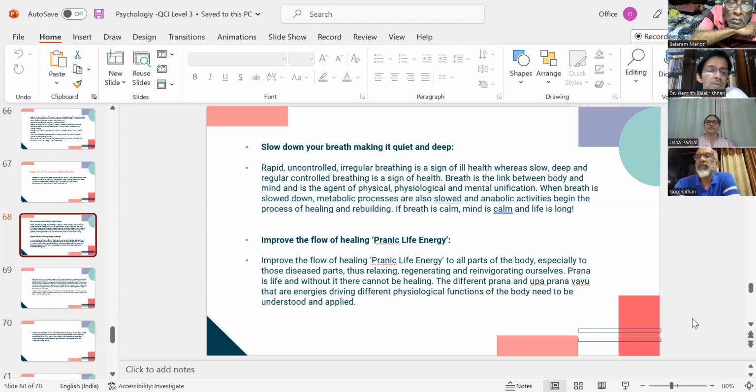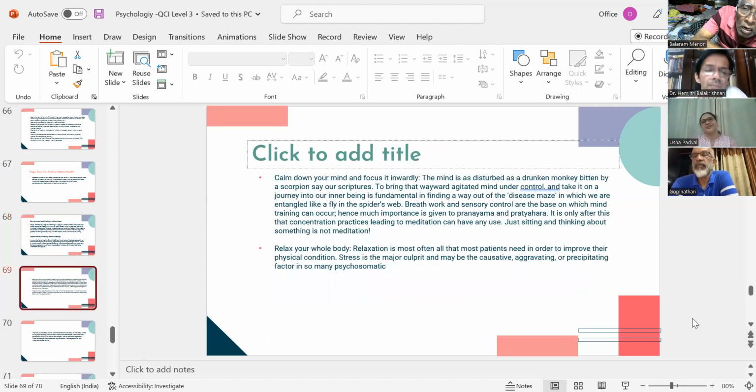This is how you have to breathe. How do you feel? That is how you have to breathe. And then start your yoga. Calm down your mind and focus inwardly.